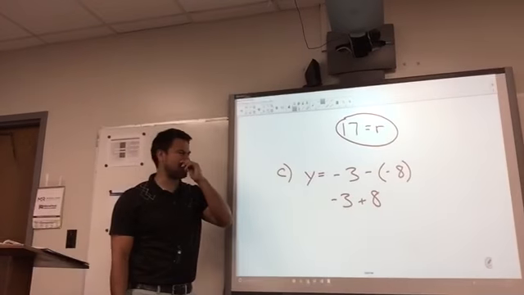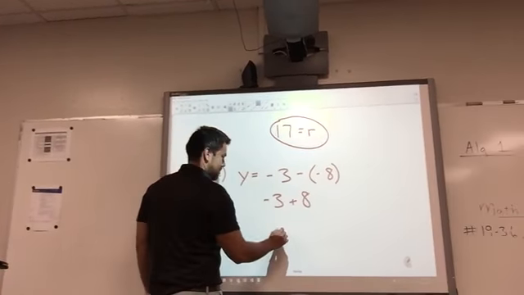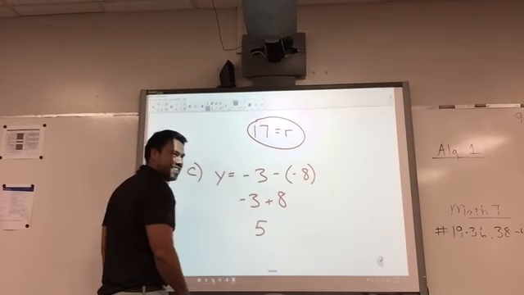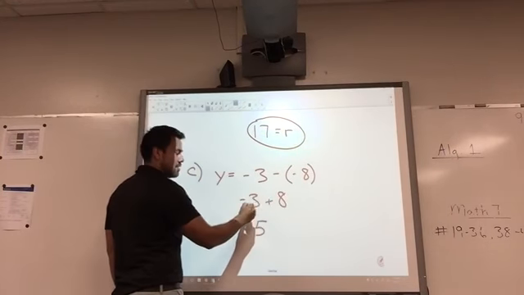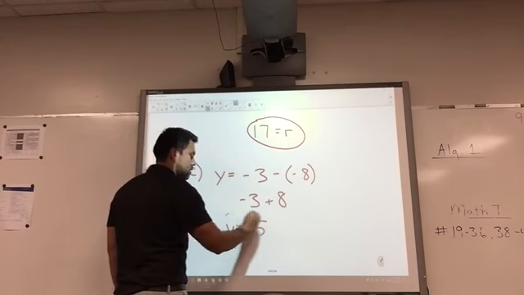That's the problem. Oh, come on, that's cake, guys. What's negative 3 plus 8? Remember, they're opposites, so we subtract and then keep the sign of the larger. Just for emphasis, y equals positive 5.